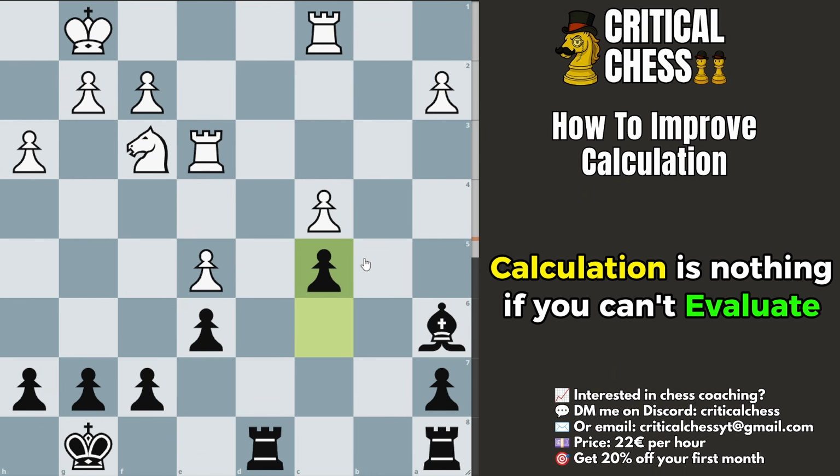Because if you can calculate 15 moves deep, but you cannot evaluate the position appropriately, then you're simply not going to get better, because calculation and evaluation go together. These are the two skills that you need to use simultaneously.